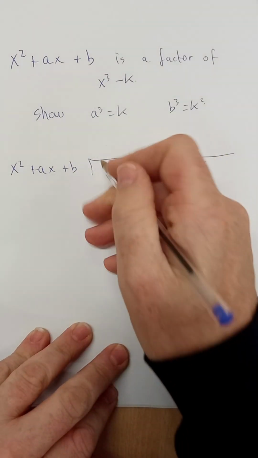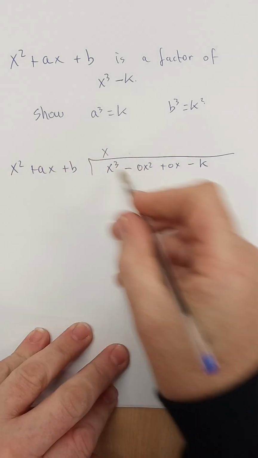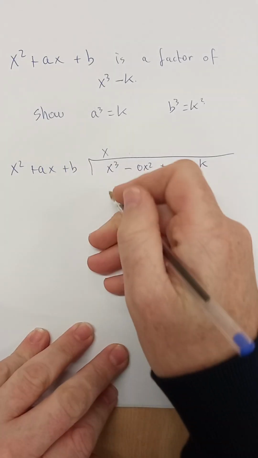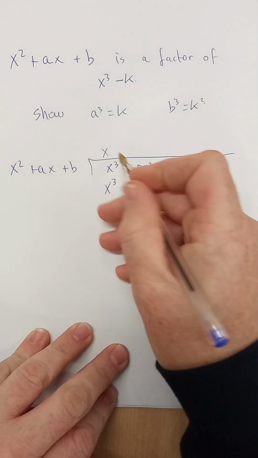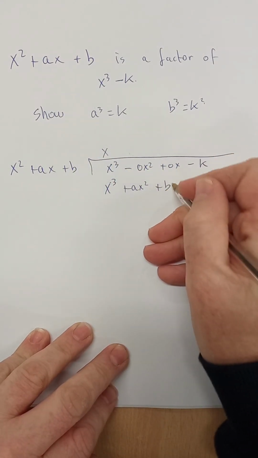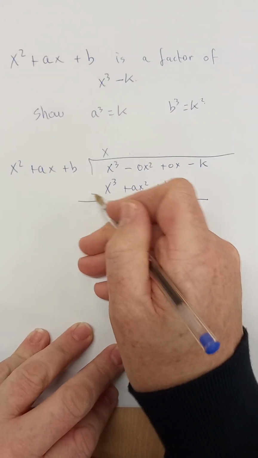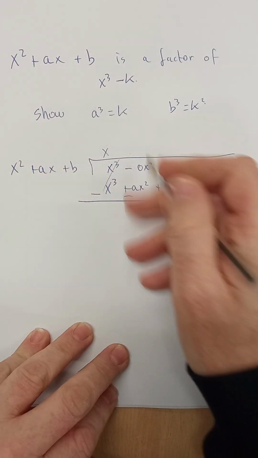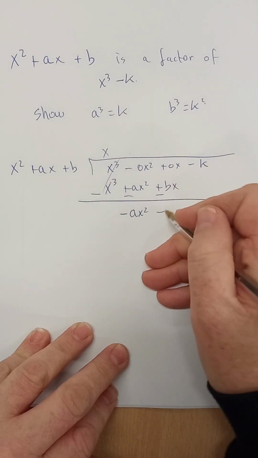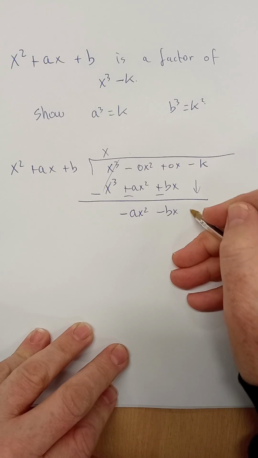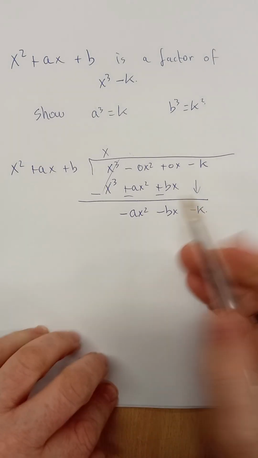So x squared into x cubed goes x times. Reverse the process. x cubed plus ax squared plus bx. Change the signs. Minus, minus, minus. That's gone. We have minus ax squared minus bx and bring down the minus k. And we're going to go again.